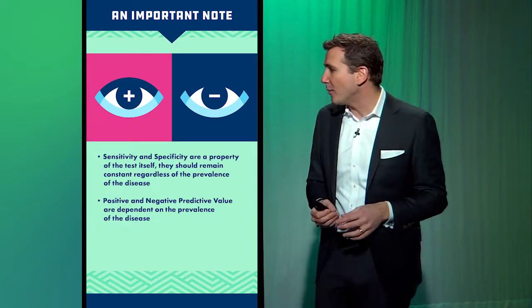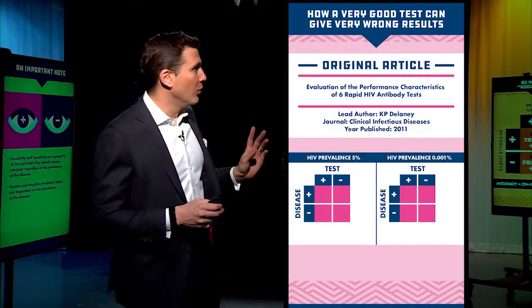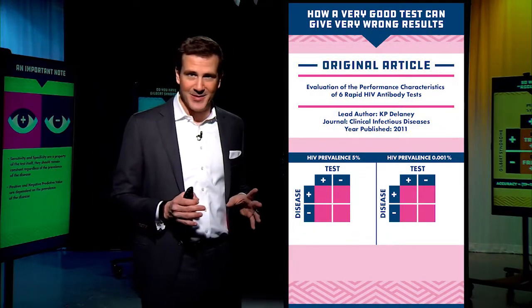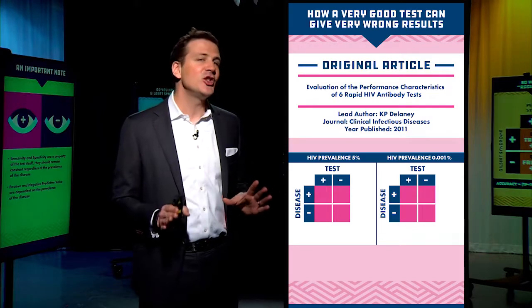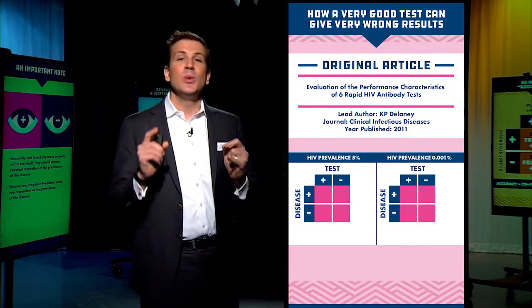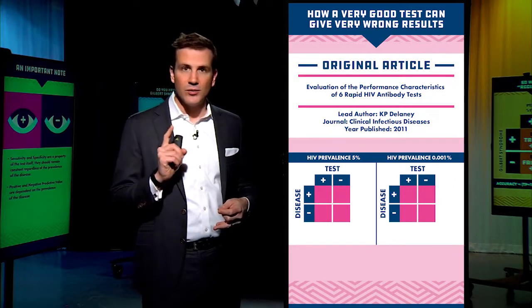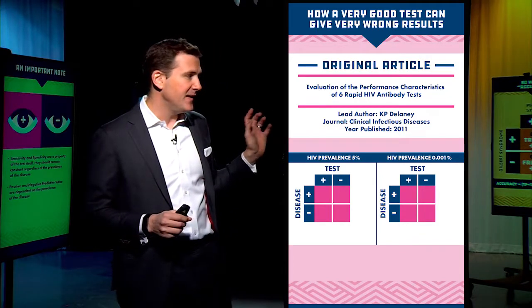Sensitivity and specificity are a property of the test itself. They should remain constant no matter what the population you're testing it in is. But positive and negative predictive value are going to depend on the underlying prevalence of the disease. So to drive this home, we're going to do some math, and I apologize, but this is not too much math. And I'm going to show you how an incredibly good test with very high sensitivity and very high specificity can still give you very wrong results. Okay, so we're going to use an HIV test.